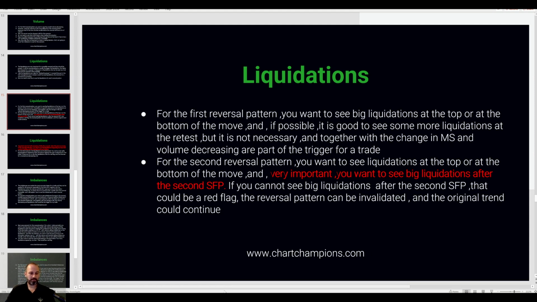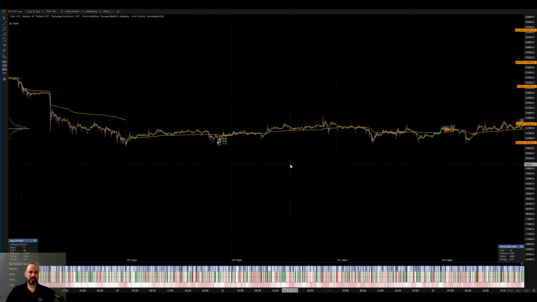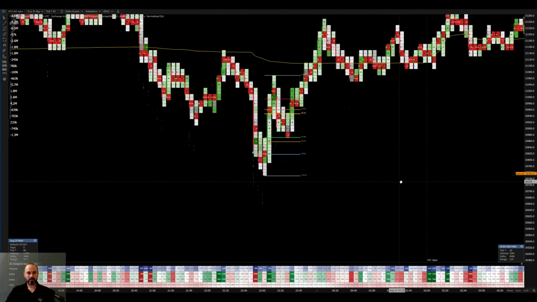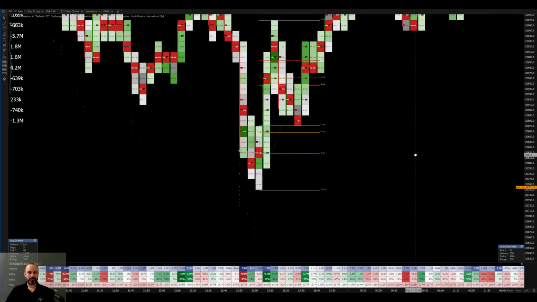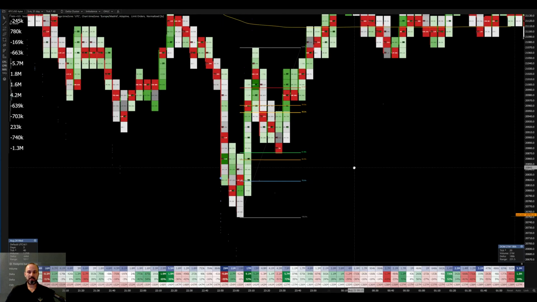Now let's move to the examples for the first reversal pattern, and let's see what's actually going on here. Right, so this is the one. I want to make sure that I get the right one.